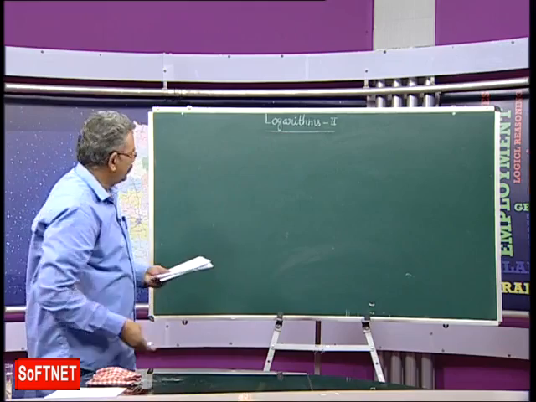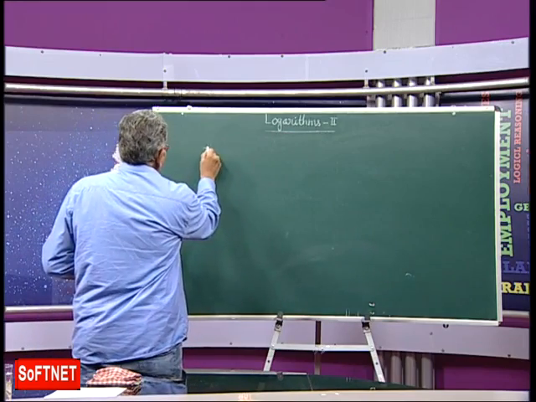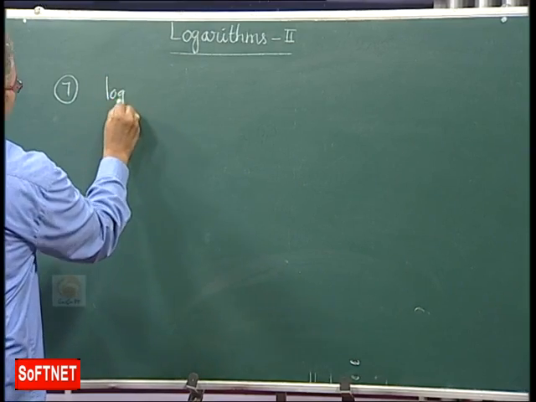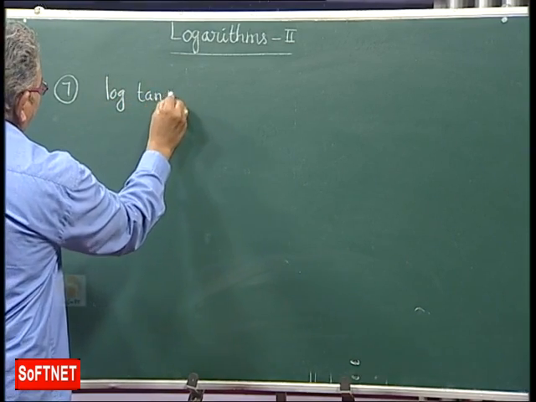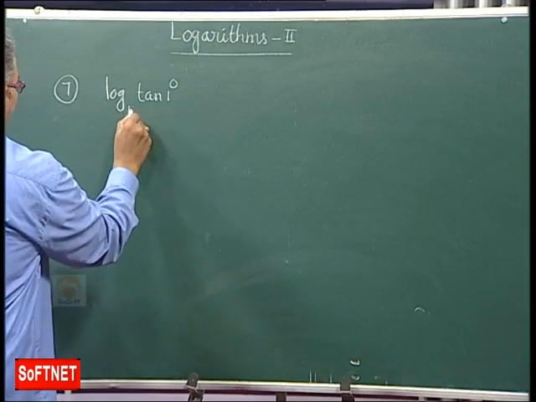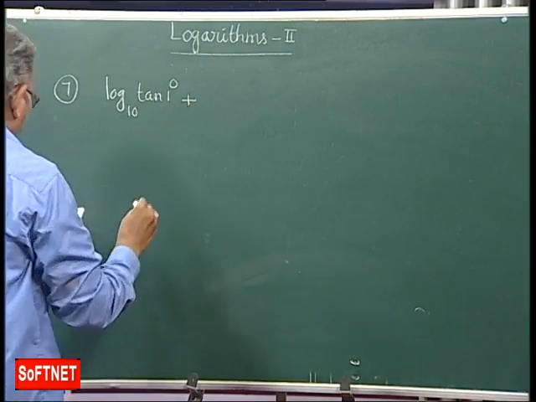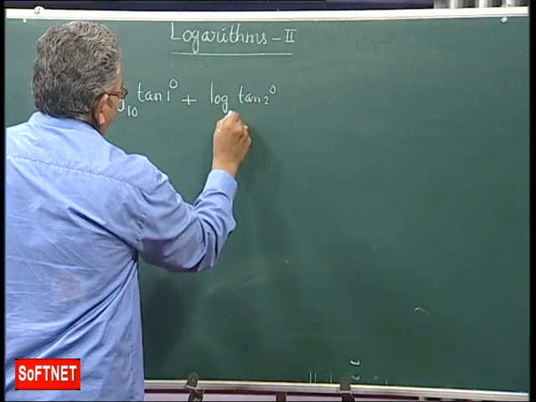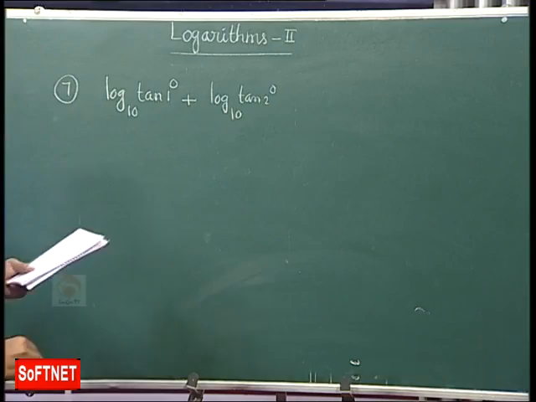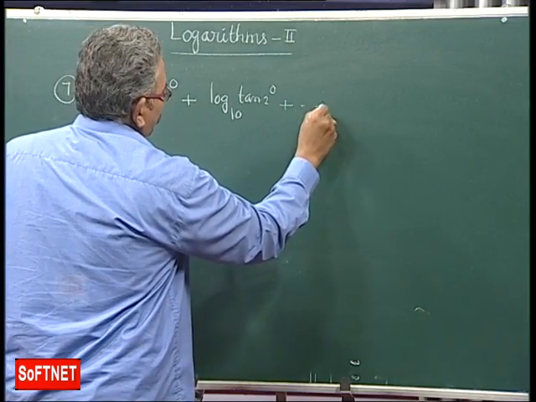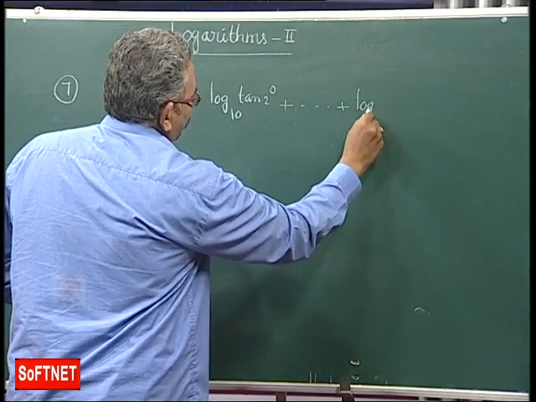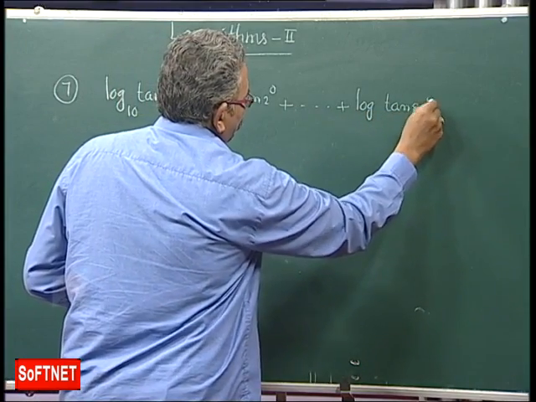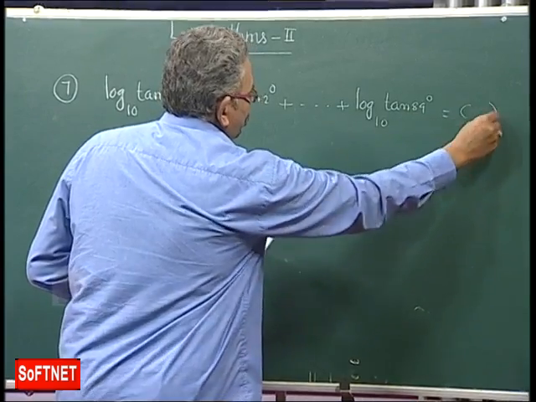Okay. Next problem. Log of tan 1 to the base 10 plus log of tan 2 to the base 10 plus and so on, log tan 89 to the base 10 equals to.